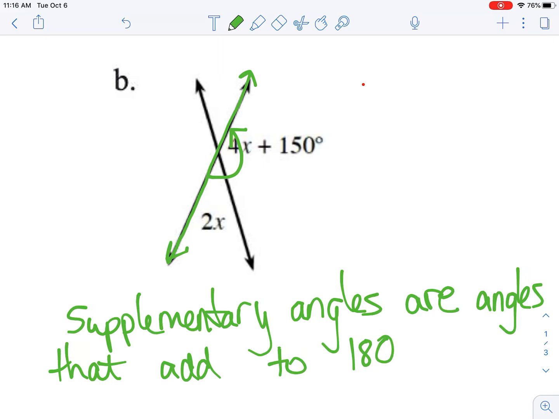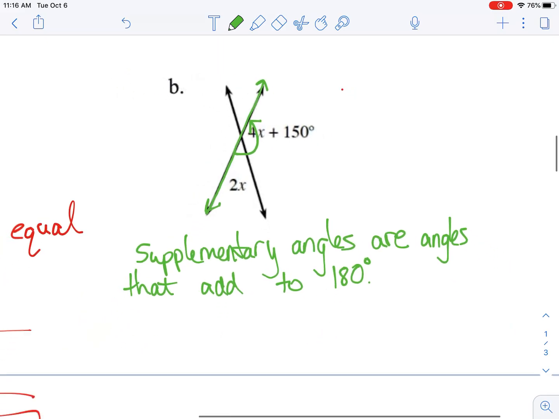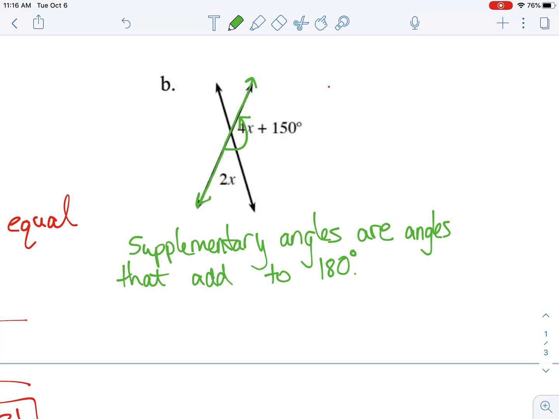So now I'm going to write a mathematical sentence, an equation that shows that these two things should add up to 180. So 4x plus 150 plus 2x should equal 180. So I added those two angles together. So here's the angle on the top right, and then here's that angle on the top left. You don't need to put the parentheses there. I'm just trying to show you that I'm adding the two angles together.